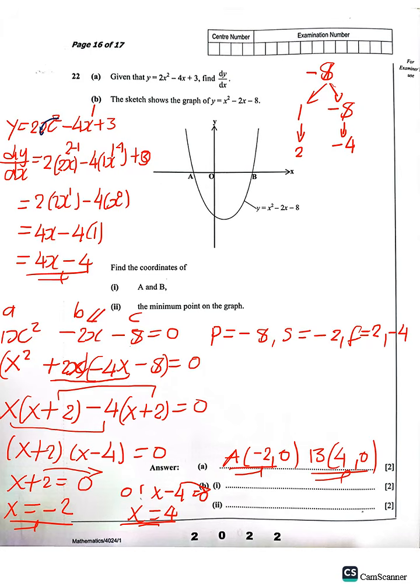Okay, so since we are done, let's go to the minimum point on the graph. So for you to find the minimum, we need to find the y coordinates of the turning point. So the formula is y is equal to 4ac minus b squared over 4a. So let's look for what's our a. a is the number in front of x squared, 1. What's our c? -8.